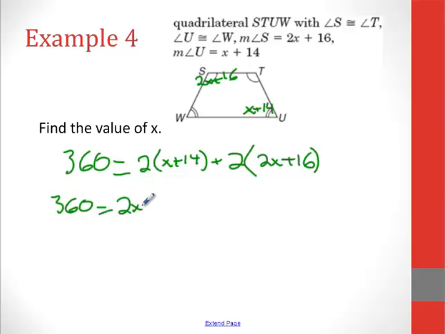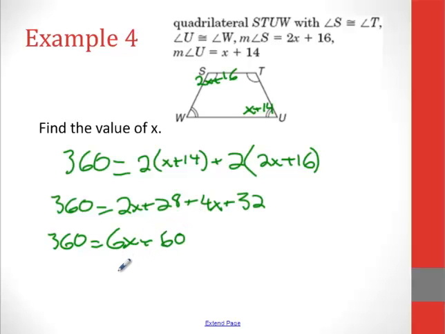We're going to start solving. 2x plus 28 plus 4x plus 32. And we keep combining like terms. 360 equals 6x plus 60. I'm going to subtract 60 from both sides. 300 equals 6x, and x equals 50. Now keep in mind there may be a question where it will ask you to take x and plug it back in to find angle W or angle T or S or U. Just take 50, plug it in.